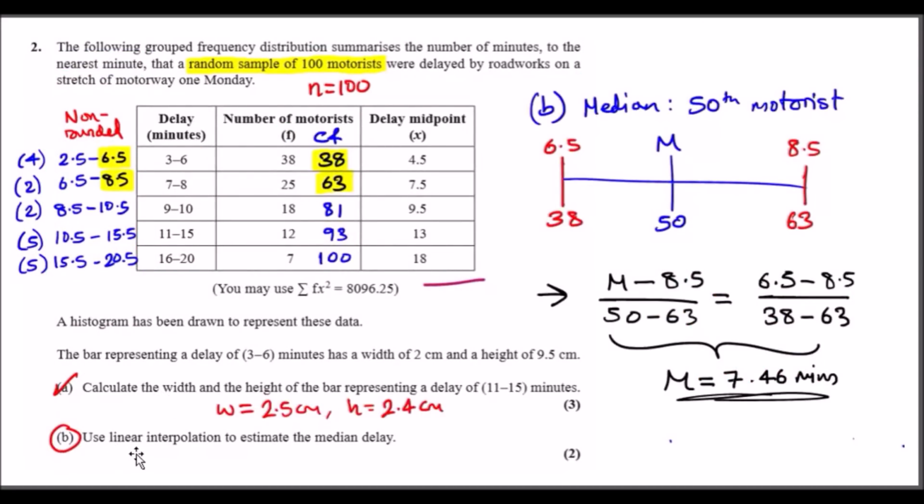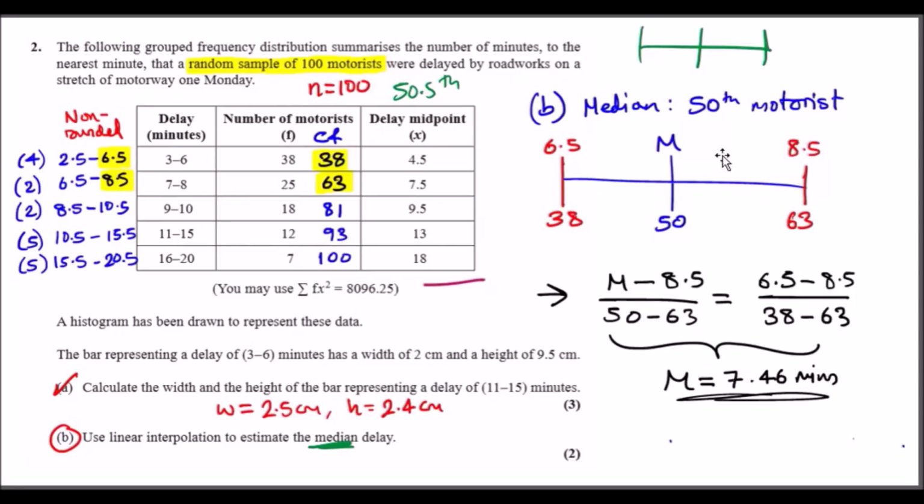Okay, so use linear interpolation to estimate the median delay. I always update these slides, by the way, guys, with new information. Now, to get the median delay and to use interpolation, you've got to use some kind of method like this. So I started over here. And the keyword is median. Median means the middle person or the middle motorist. Because we've got 100, this means that the middle person must have been the 50th, or technically the 50.5. But you can say 50th is okay.